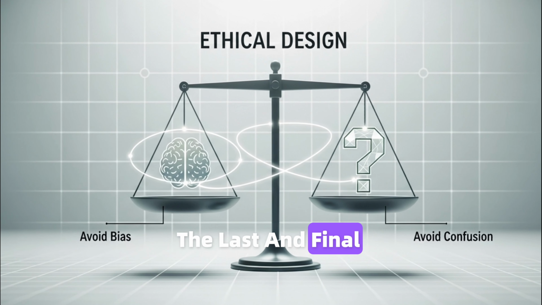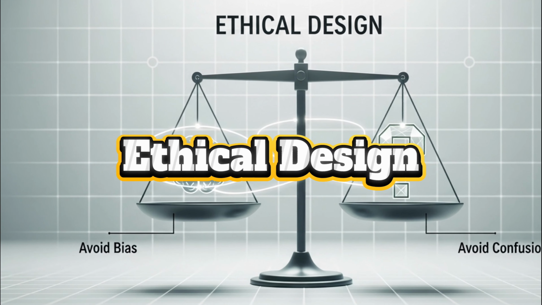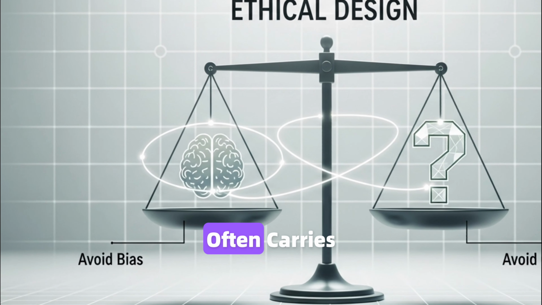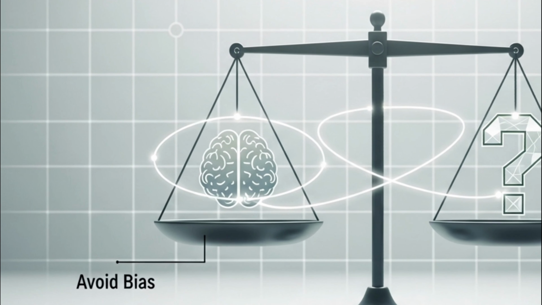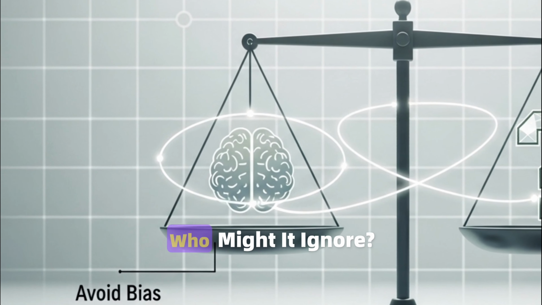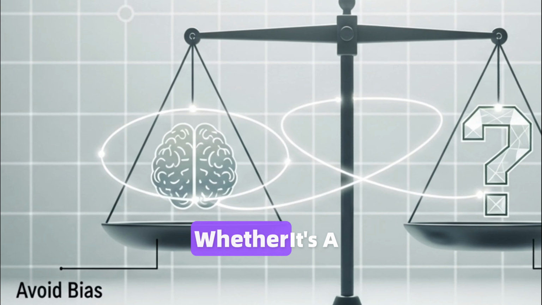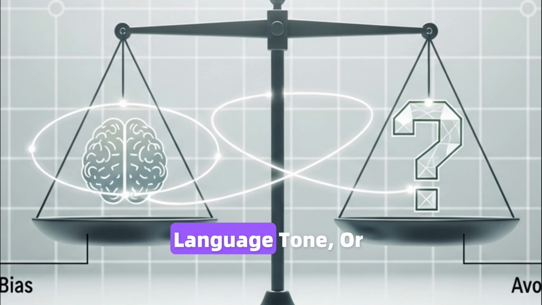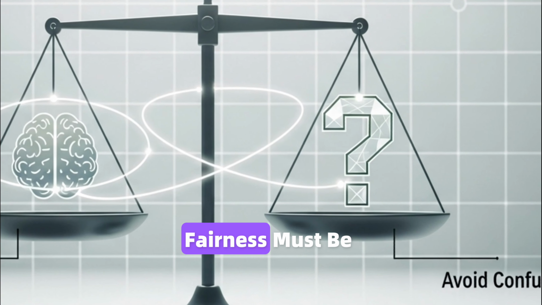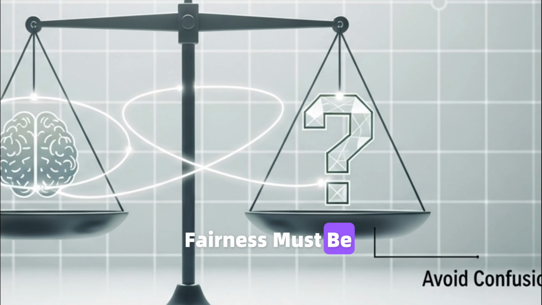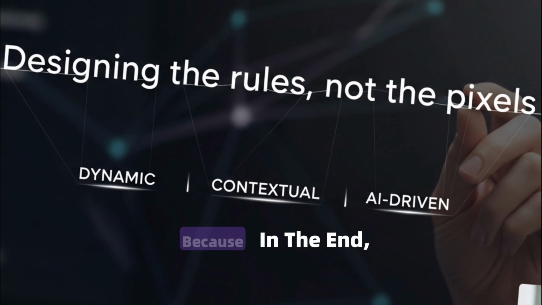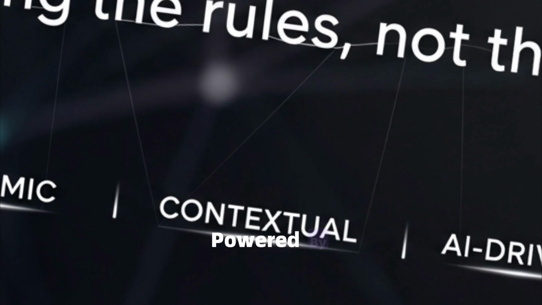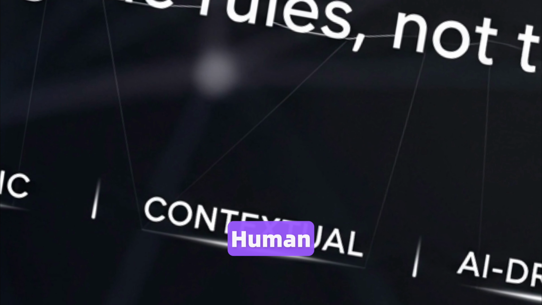The last and final, ethical design. AI learns from data, and data often carries human bias. So, when we design for Gen UI, we need to ask, who does this favor? Who might it ignore? Whether it's gendered avatars, language tone, or accessibility, fairness must be built in. We should design transparency dashboards, allow feedback, and make sure AI decisions are explainable and inclusive. Because in the end, design powered by AI should still reflect human values.